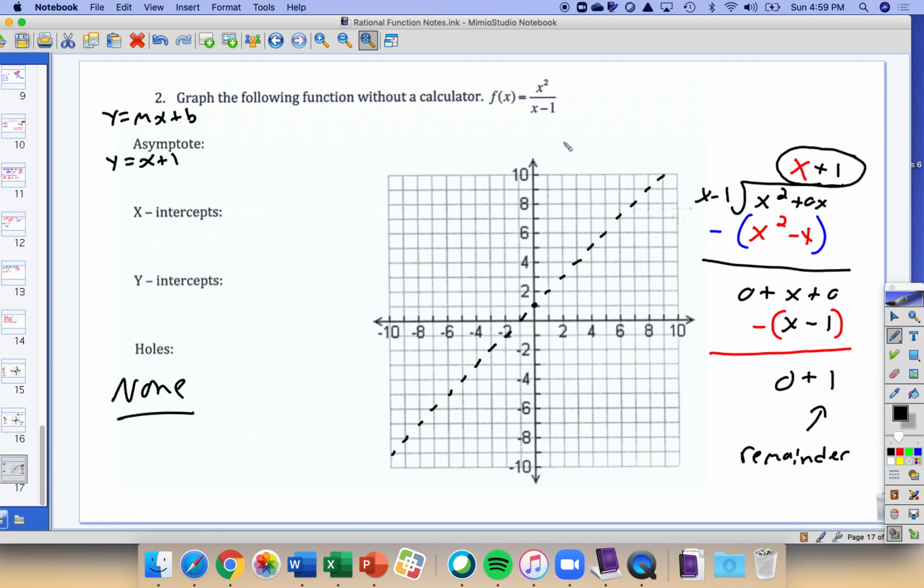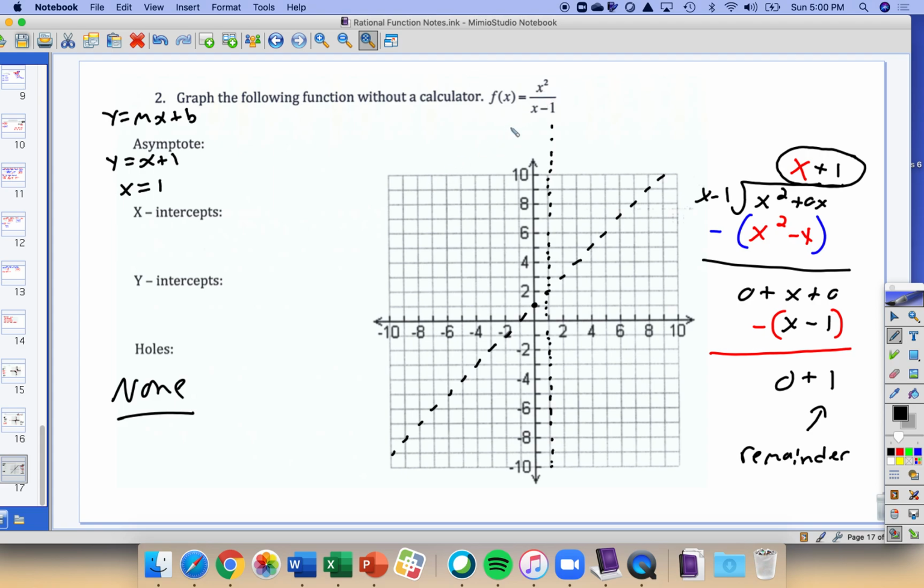Okay. I also have a vertical asymptote. My denominator equals 0 when x is 1. So I have a vertical asymptote at x equals 1, which is this line right here. So this graph's obviously going to look a little funky because I have an oblique asymptote or a slant asymptote. I don't have any horizontal asymptotes because the degree of my numerator is bigger than the degree of my denominator.